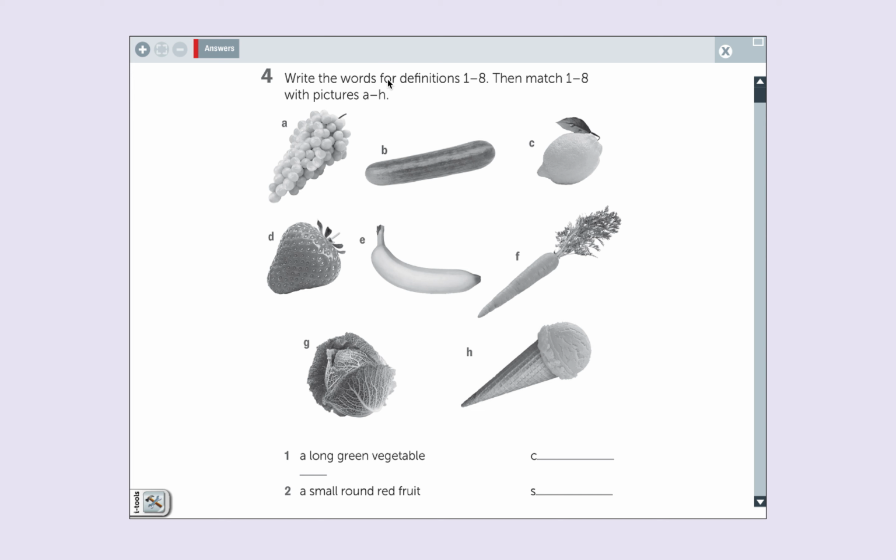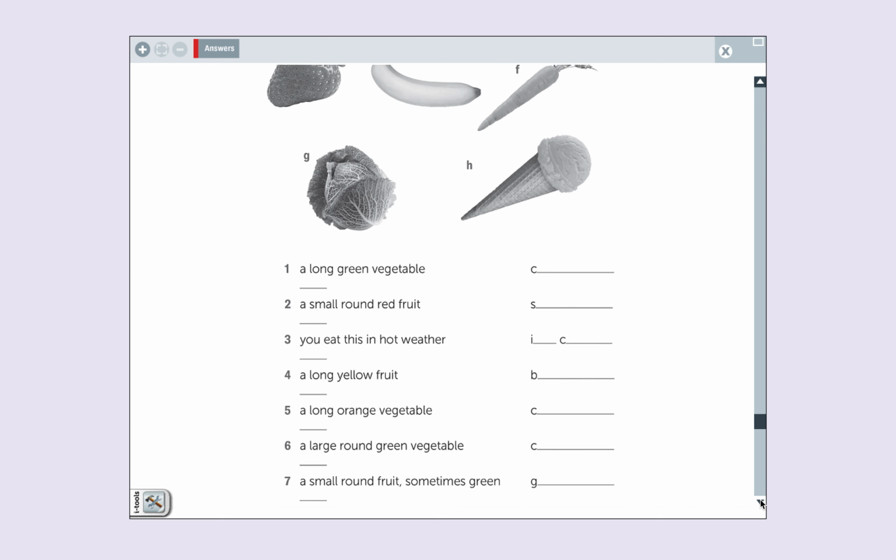Write the words for definitions 1 to 8, then match 1 to 8 with pictures A to H. So we have different fruit, vegetables, and ice cream. And behind you have definitions. First, you need to write the letter. Primero hay que escribir la letra.